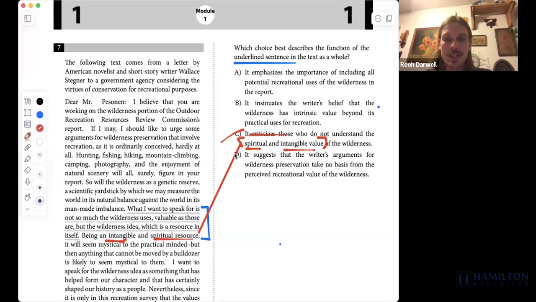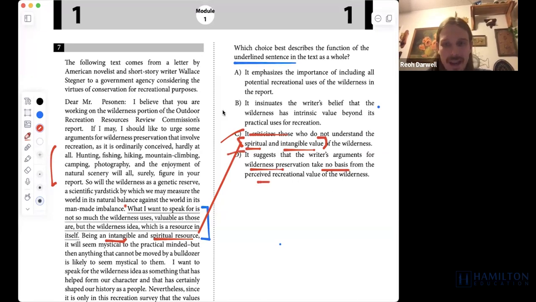All right. D, does the author think that wilderness preservation shouldn't solely be from perceived recreational value? Yeah, he thinks we should consider some more, right? This is saying, I don't want to just consider these wilderness values, which includes recreation. I want to think about more than that. However, does he say we should take no basis at all? No, he doesn't say that either. That's a too extreme distractor, right?